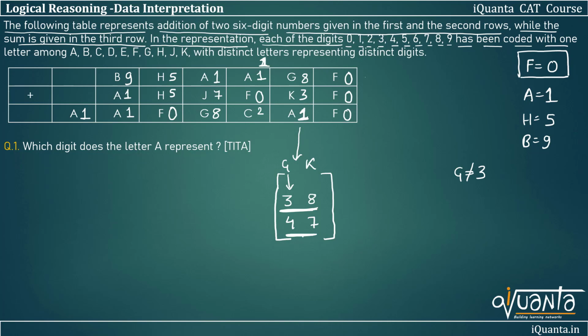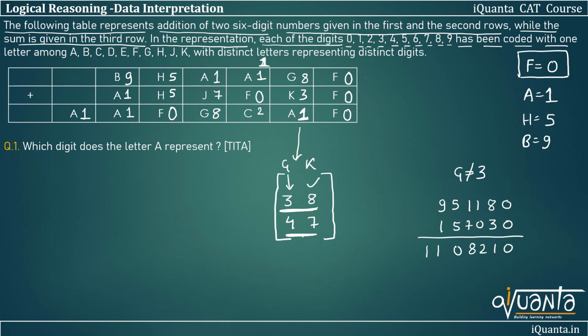So this is a possible case in which each letter is having different values. Let me write one case over here: 951180, when added to 157030, will give us a sum of 1108210. I hope this is understood. So we are done with the 3-8 case.